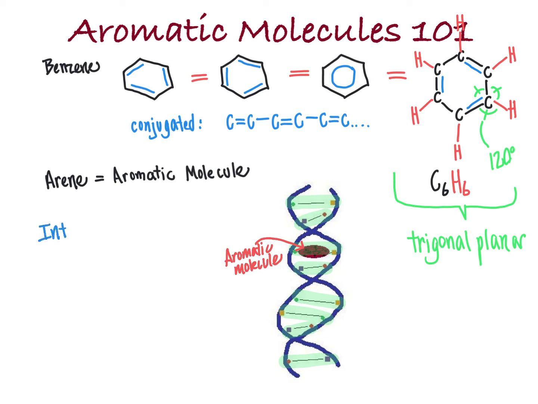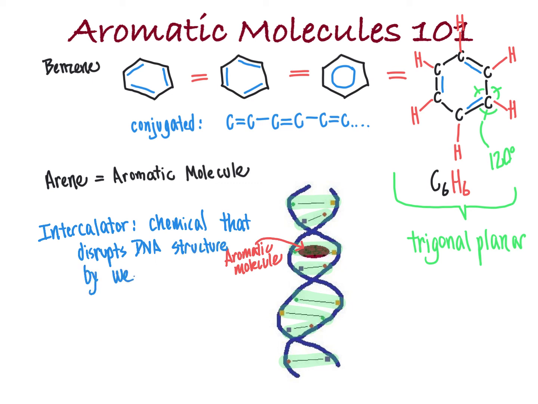So an intercalator is a chemical, generally a planar compound, a planar molecule such as these aromatic molecules, that disrupts the structure of DNA by wedging within it. And this is one reason why a variety of aromatic compounds, not all of them, but a variety of them, are known to be cancer-causing agents.